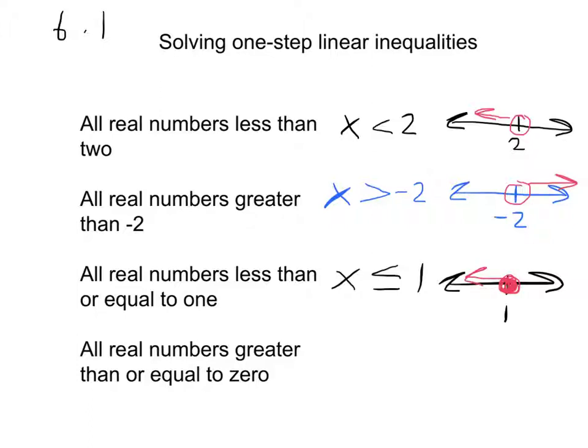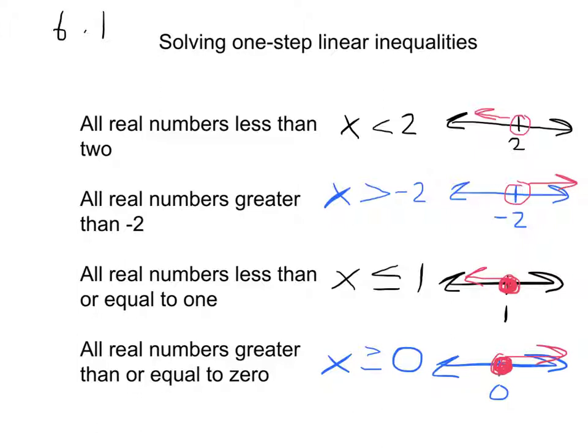The last one is all real numbers greater than or equal to 0. X is greater than or equal to 0. When I graph it, 0 is my most important number. I'm going to have a closed circle because it's allowed to be 0. And I need to go greater than. That means x is larger than 0.